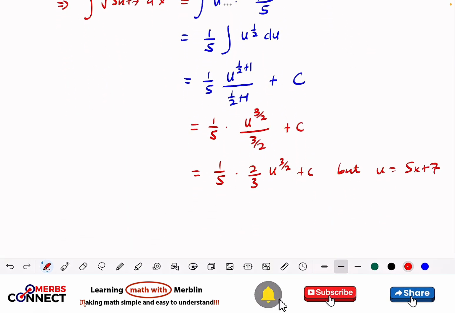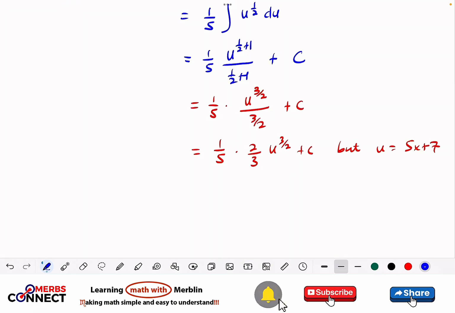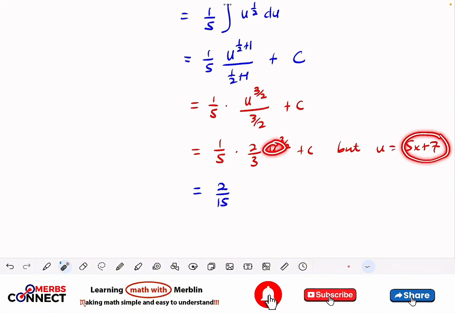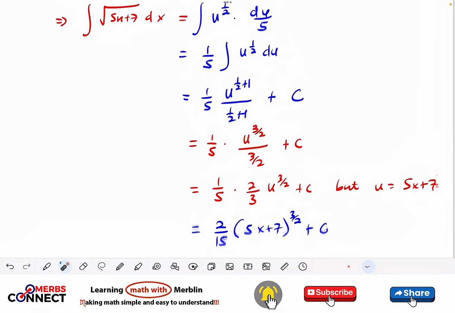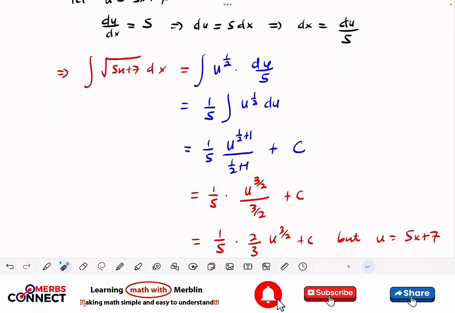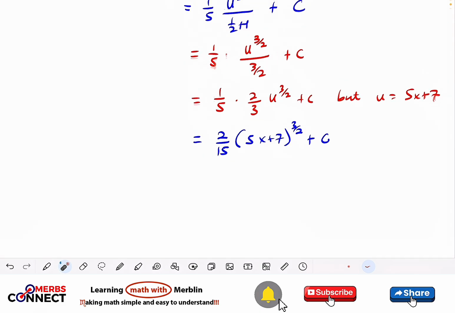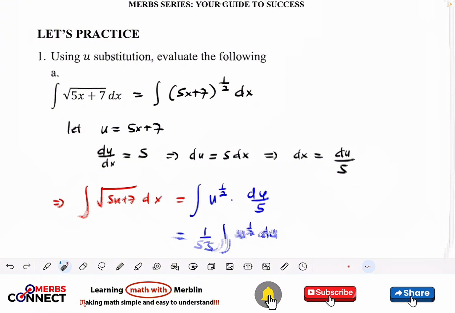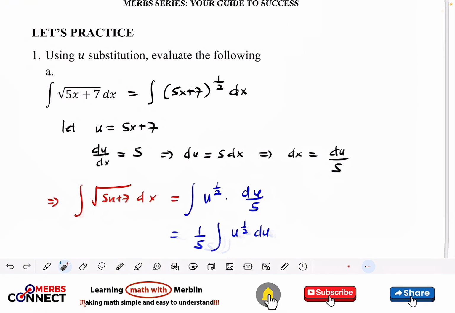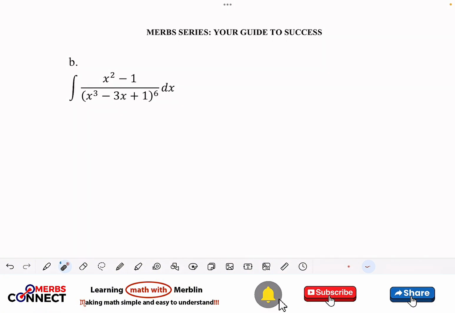So that's the reason why we call it U-substitution. We need to substitute it back. So this is going to give us 2 divided by 15. Now u is equal to this, so I'm going to have (5x plus 7) to the power 3 on 2 plus c. So this is what I'm going to get for the integral of this. This is what we call U-substitution or integration by substitution. This is kind of like the chain rule in the derivative. Good.